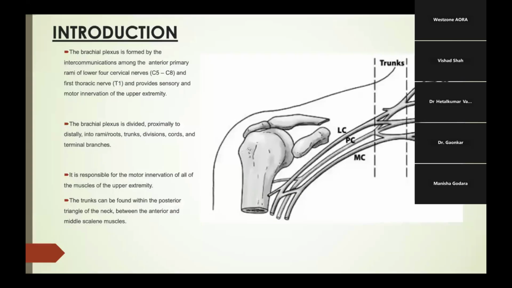It is formed by the intercommunications among the anterior primary rami of the lower four cervical nerves, C5 till C8, and the first thoracic nerve, T1, and provides the sensory and the motor innervation of the upper extremity. It is divided proximally to distally into rami or roots, trunks, divisions, cords, and terminal branches. It is responsible for the motor innervation of all the muscles of the upper extremity, and the trunks can be found within the posterior triangle of the neck between the anterior and the middle scalene muscles.